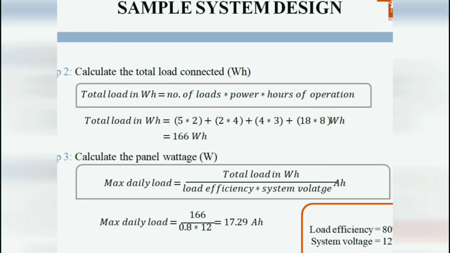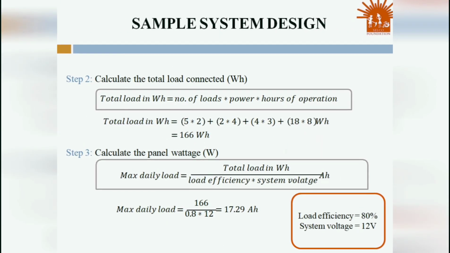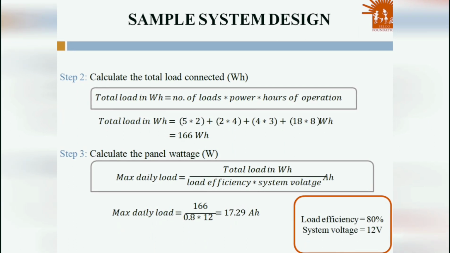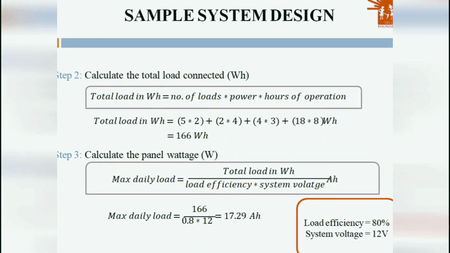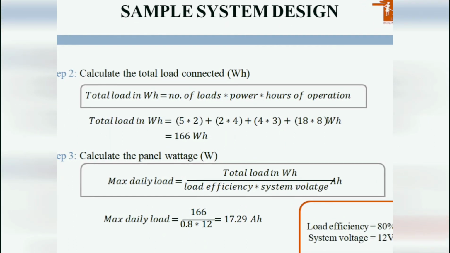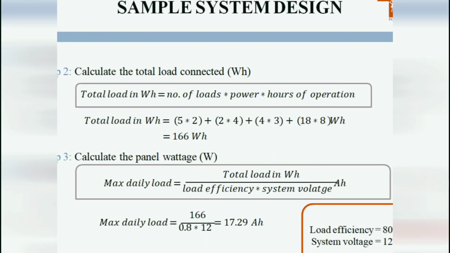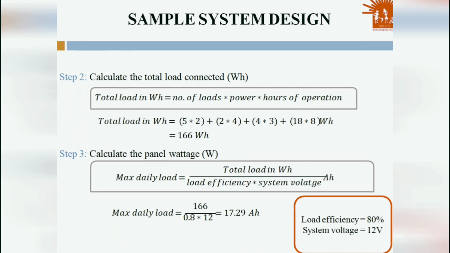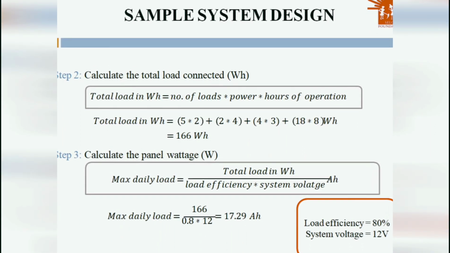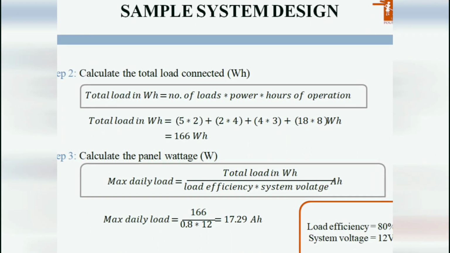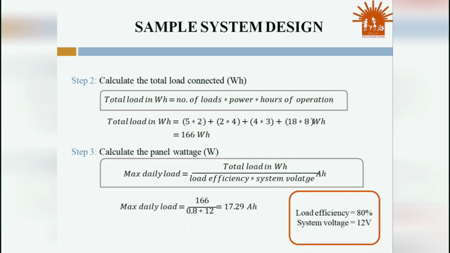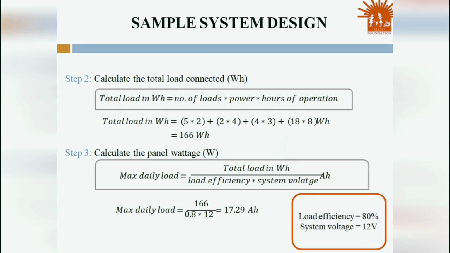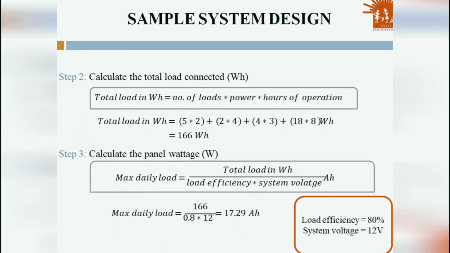Now, let's calculate the panel voltage. But first, we need to calculate the maximum daily load, which is equal to total load in watt-hour divided by load efficiency into system voltage, which is equal to 166 divided by 0.8, which is the load efficiency, into 12, which is the system voltage. After calculation, we got 17.29 ampere hour.